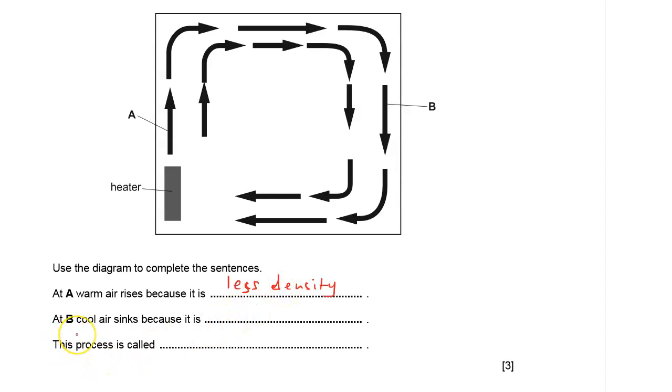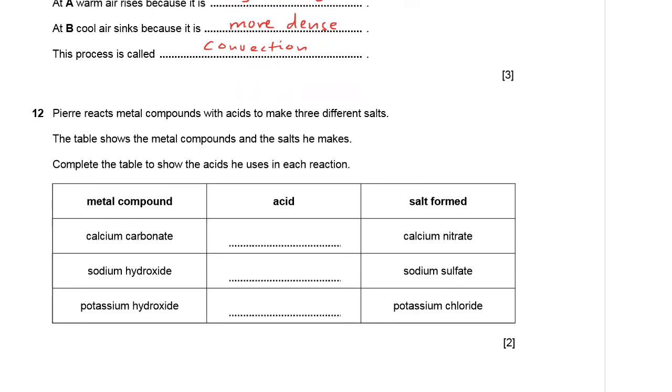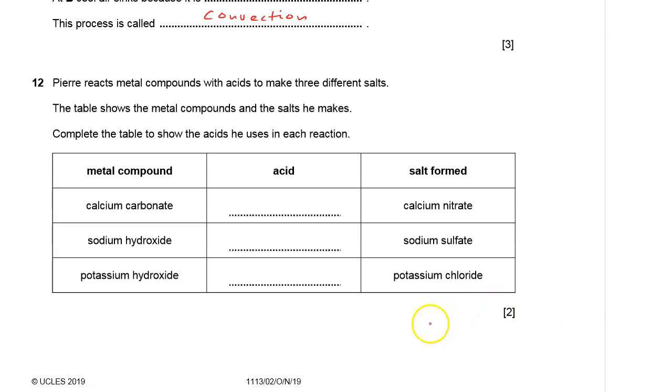Then at B, cool air sinks because it is more dense. We're not talking about heavy, we're talking about density. This process is called convection. It's one way of heat transfer. The other ways of heat transfer are conduction and radiation.